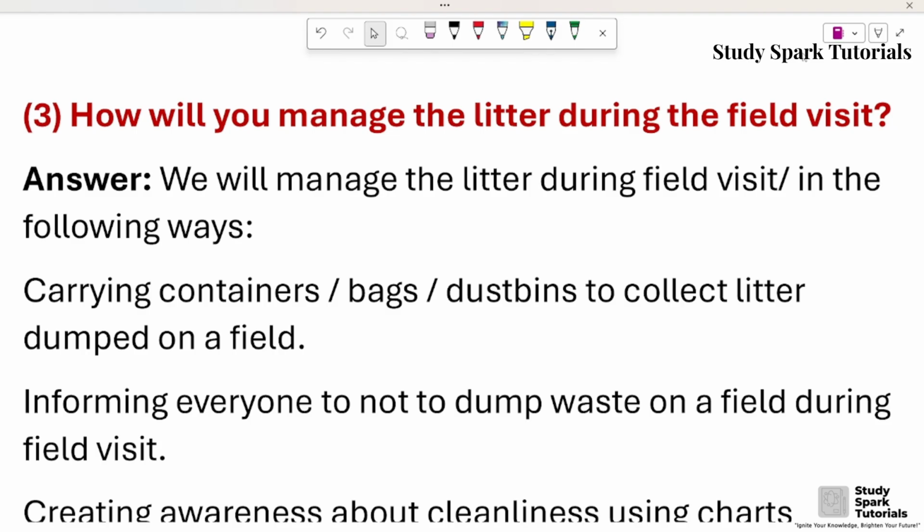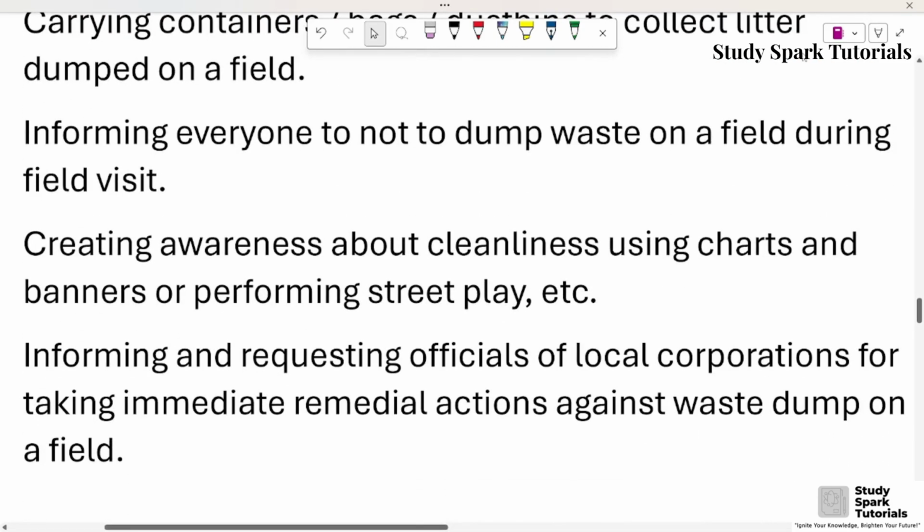Third, how will you manage the litter during the field visit? Answer, we will manage the litter during the field visit in the following ways. Carrying containers, bags, dustbin to collect litter dumped on a field. Informing everyone not to dump waste on a field during the field visit. Creating awareness about cleanliness using charts and banners or performing street play, etc. Informing and requesting officers of local corporations for taking immediate remedial actions against the waste dumped on a field.